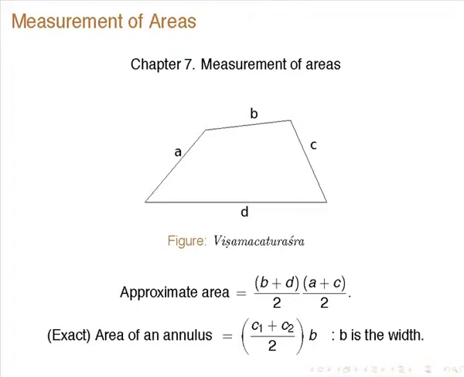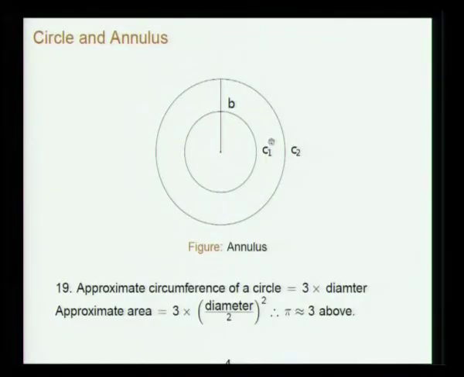But for an annulus, he gives as annulus means this is the region between the two circles, between the circumferences of the circle. So, C1 and C2 are the circumferences. Then the area is given as (C1 plus C2) divided by 2 into B. One can check that this is exactly correct.